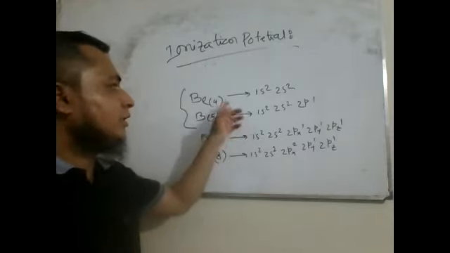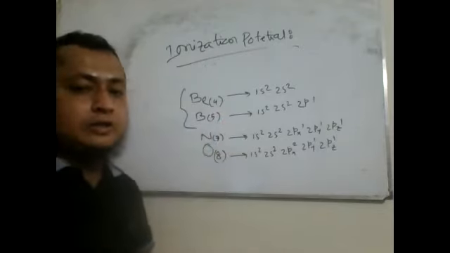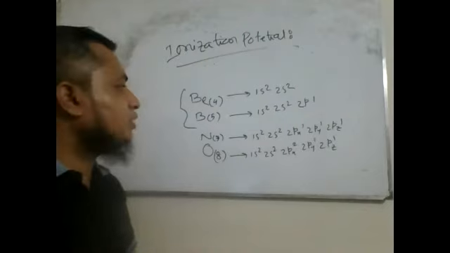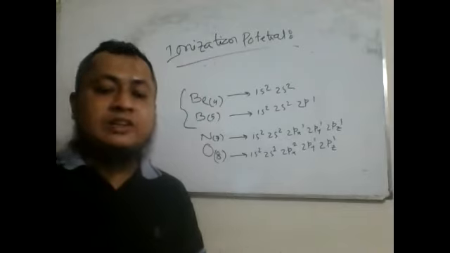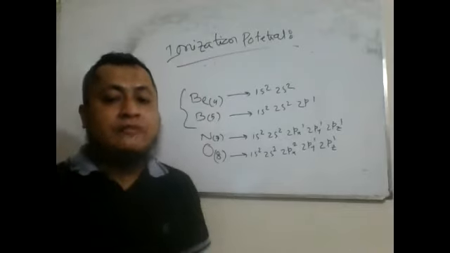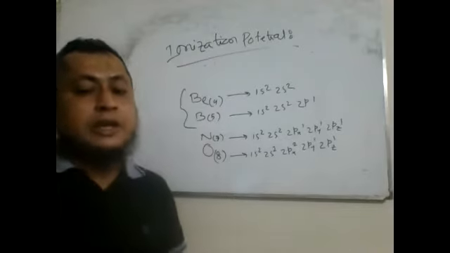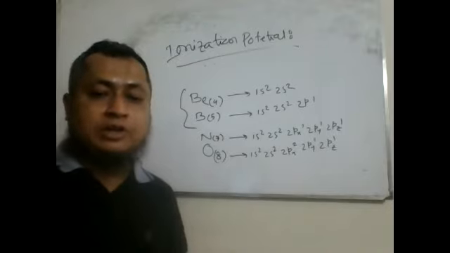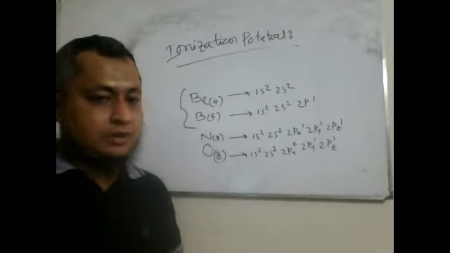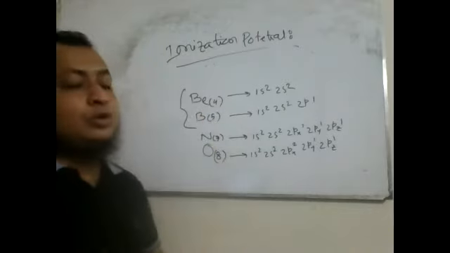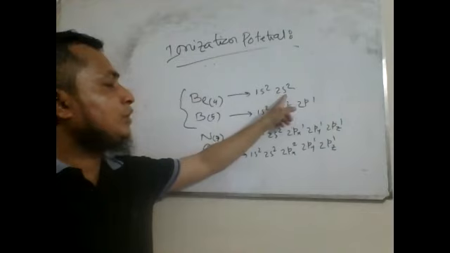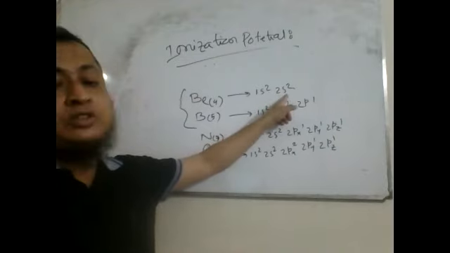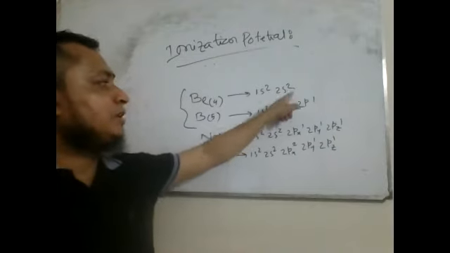But actually, beryllium has higher ionization potential. This is because we know if any element has a full-filled or half-filled electronic configuration, it will have a more stable electronic configuration. In the case of beryllium and boron, we see that beryllium has 2 electrons in its outermost shell. That means in the 2s orbital, it has 2 electrons.